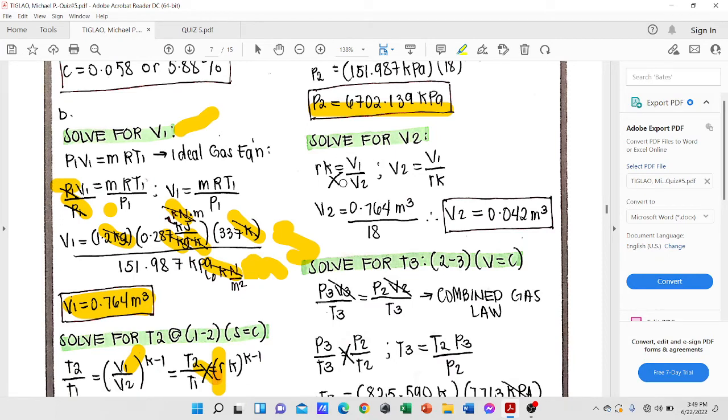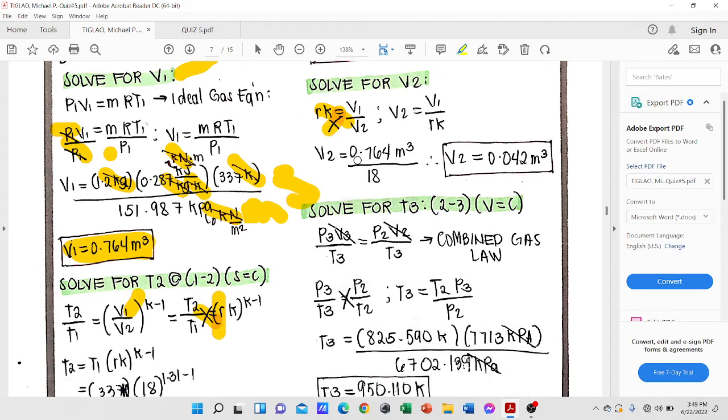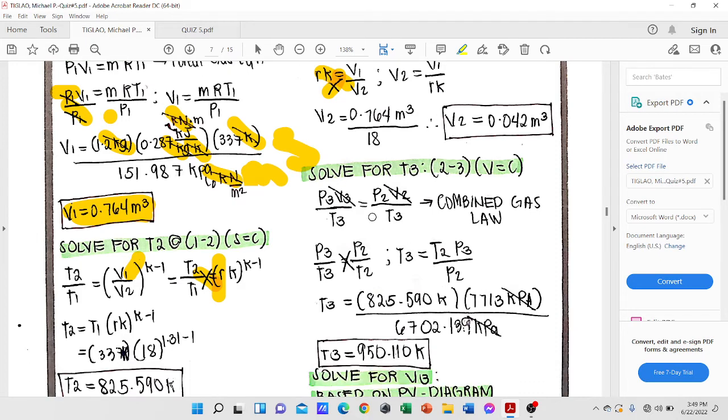Then, kuhanin naman natin next is yung volume 2. Sa volume 2, kinuha ko siya sa RK formula na RK is equals to V1 all over V2. Then, nag-cross multiply lang ako. Then, yung final formula natin is V2 is equals to V1 all over RK. Then, substitute. V2 is equals to yung V1 natin na 0.764 cubic meter. Yung RK na 18. Therefore, yung V2 natin is equals to 0.042 cubic meter. Then, nasa point 3 na tayo.